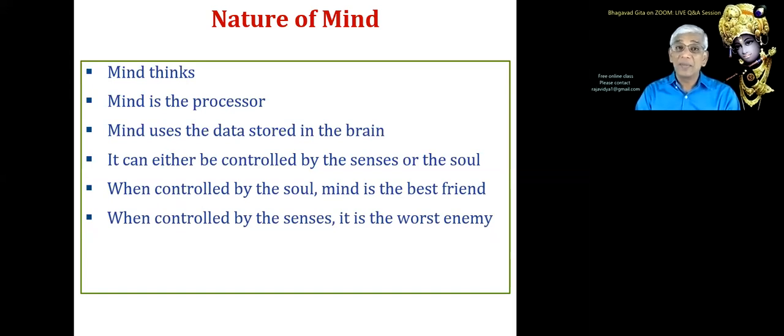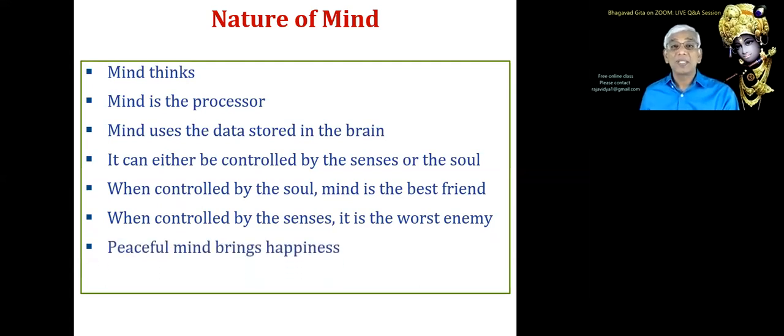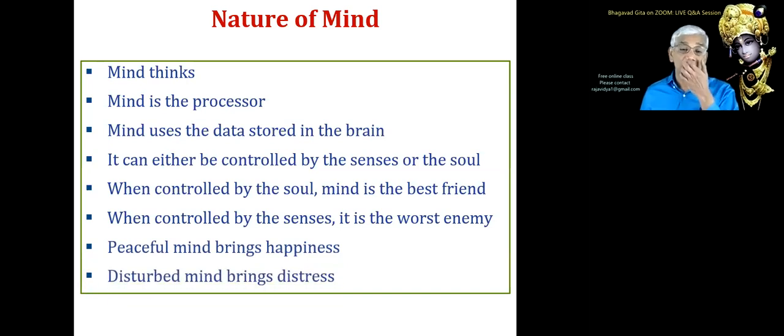So this is a very important subject. We need to understand it, and it's very, very important for every one of us. We should be able to control our mind to make it our best friend. Otherwise, the mind will remain the worst enemy, because it will be controlled by the senses. So a peaceful mind brings happiness, and a disturbed mind brings distress. Happiness and distress are defined simply by the status of the mind.